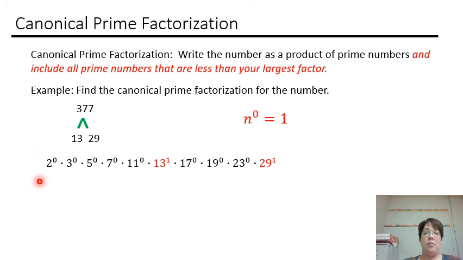So when you write this problem out and it asks you for the canonical prime factorization, this is what it wants. So it takes a little practicing for you to use that little math type pad to get the exponent in there, but that's how it should look.